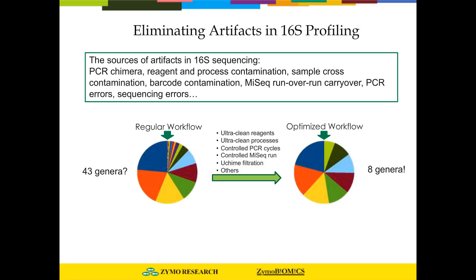This pie chart on the right-hand side shows the microbial composition of the ZymoBIOMICS standard when sequenced and analyzed using our current workflow. In this case, measures were in place to control low bioburden, to limit PCR chimera formation, to have a very good MiSeq run, and also to have other bioinformatic controls. As a result, we only identify 8 bacterial genera, which agrees perfectly with the composition of the standard.